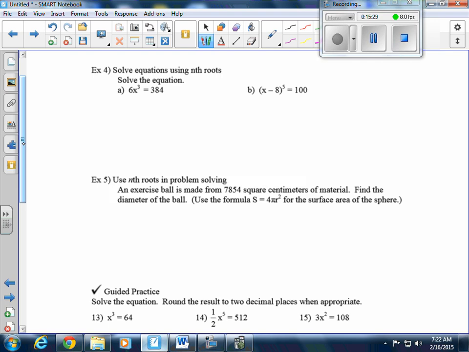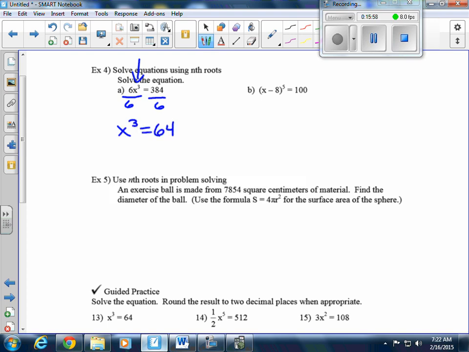So first of all, in example 4a, we want to get the x cubed by itself. Our goal is always to get that variable by itself. So we're going to get rid of the 6. How do you get rid of that? Well, you divide. So we're going to have 384 divided by 6, which gives us 64. So we're going to have x cubed equals 64.